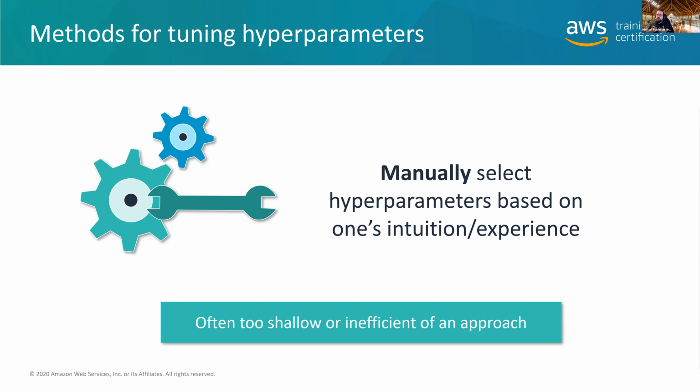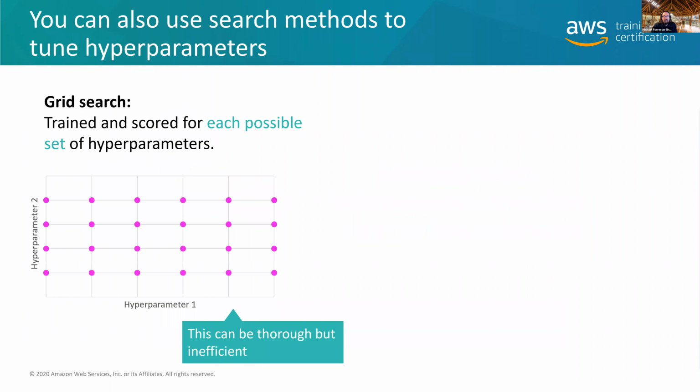And if hyperparameters have a wide range of values, is there just some way that you could test all the permutations of all the hyperparameters? Is there some iterative way you could do that? Now, grid search is one of those methods where you're going to train and score for each possible set of hyperparameters, right? What's the problem though with taking a model and then running it through every single possible hyperparameter? What's the challenge with this?